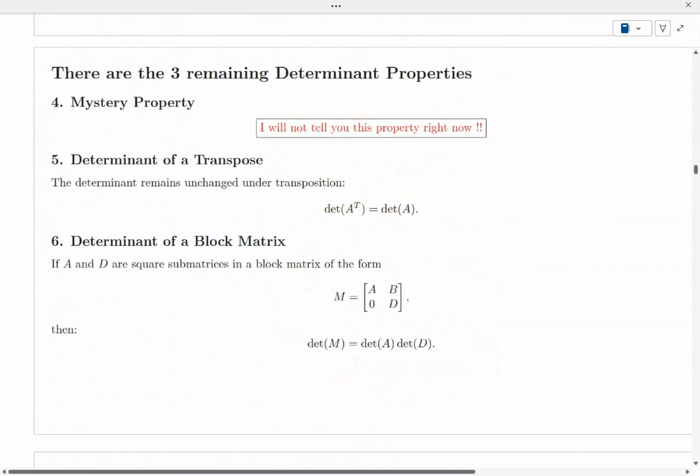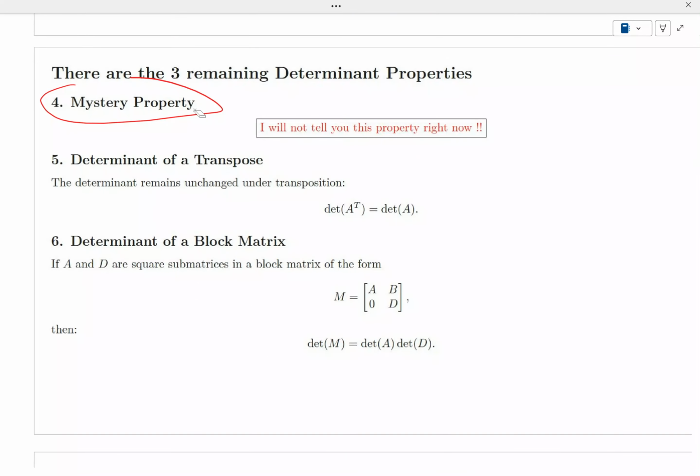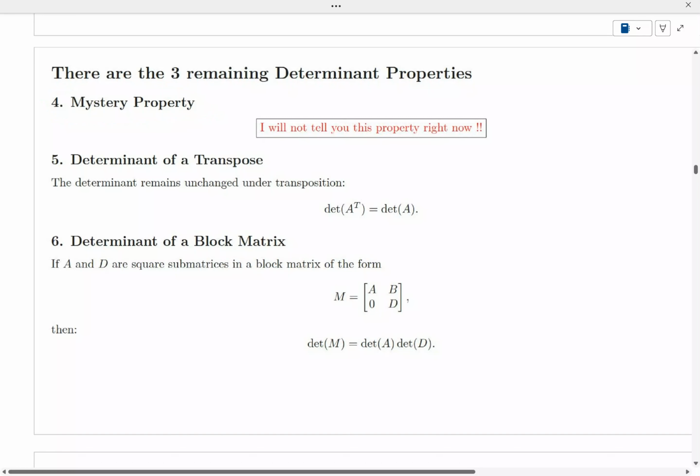All right, there are three other properties. So altogether, there are 6 properties. Number 4 is going to be a mystery property, which I'm not going to tell you. And then number 5 is if you have a transpose inside a determinant, you can just cancel that out. It doesn't matter having a transpose or not having a transpose. And the very last one is the determinant of a block matrix. Let's say you have an entire matrix here, and a matrix of zeros. If you have a shape that looks like this, it is simply the determinant of A times the determinant of B. Okay?